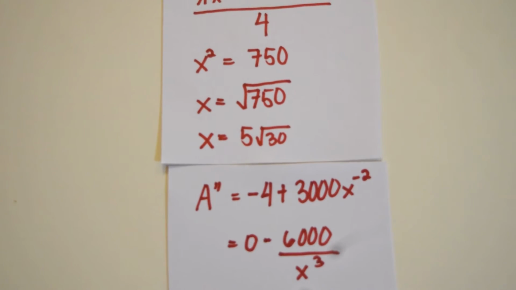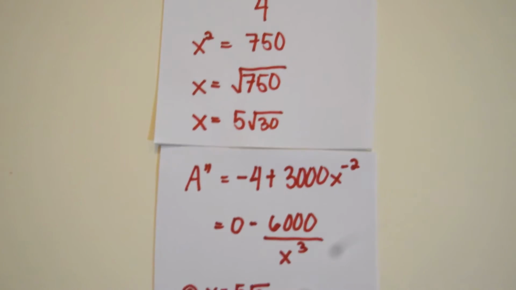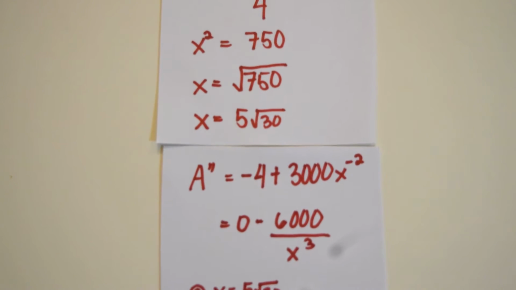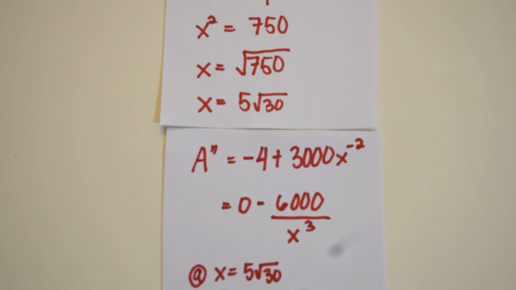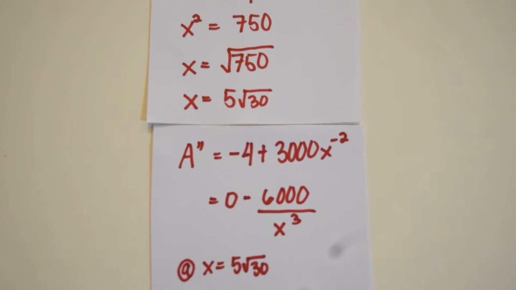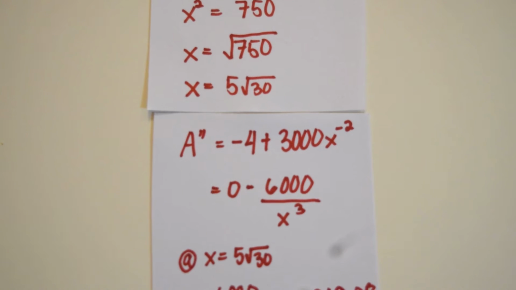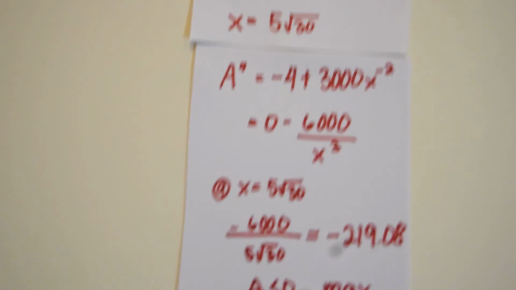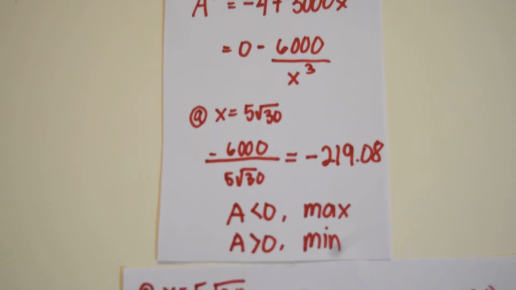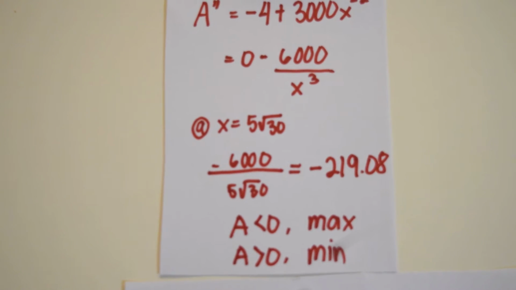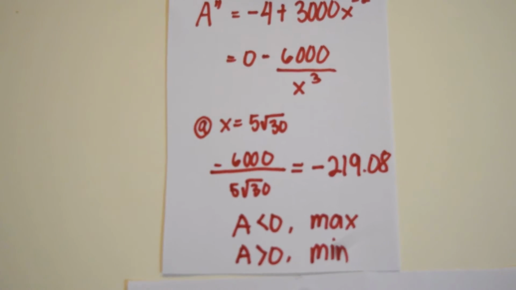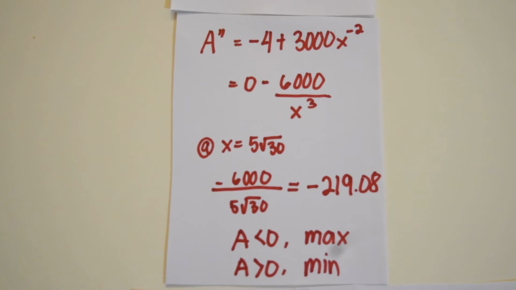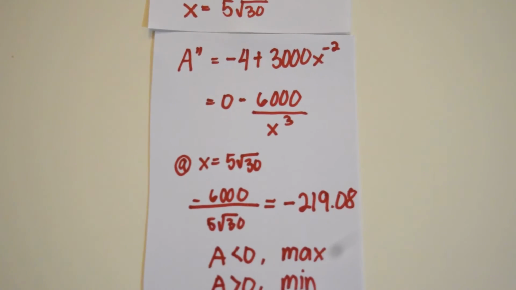And to make sure that this is the maximum, we do the second derivative test. For the second derivative test, negative 4 has a derivative of 0. And 3000 x raised to negative 2 has a derivative of negative 6000 over x cubed. Now, let's substitute x with our given value. And with this, we substituted x and got negative 219. And as stated with the test, if it is less than 0, then it is the maximum. But if it is greater, then it is the minimum.